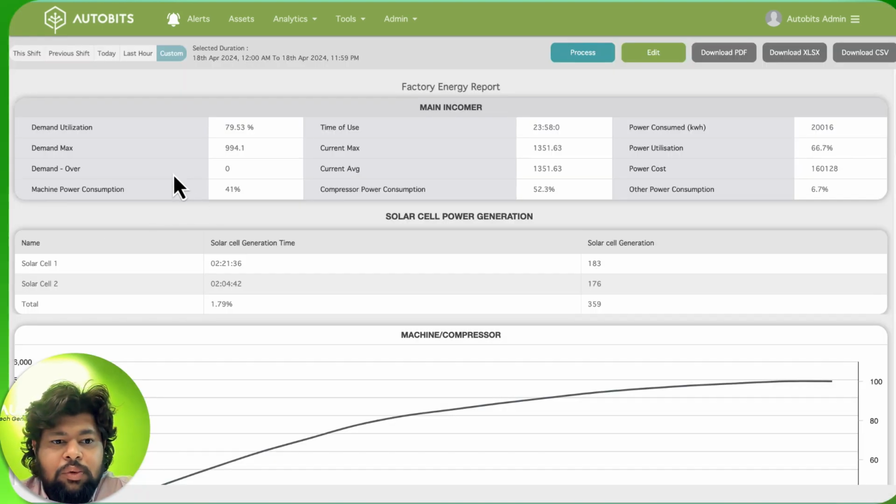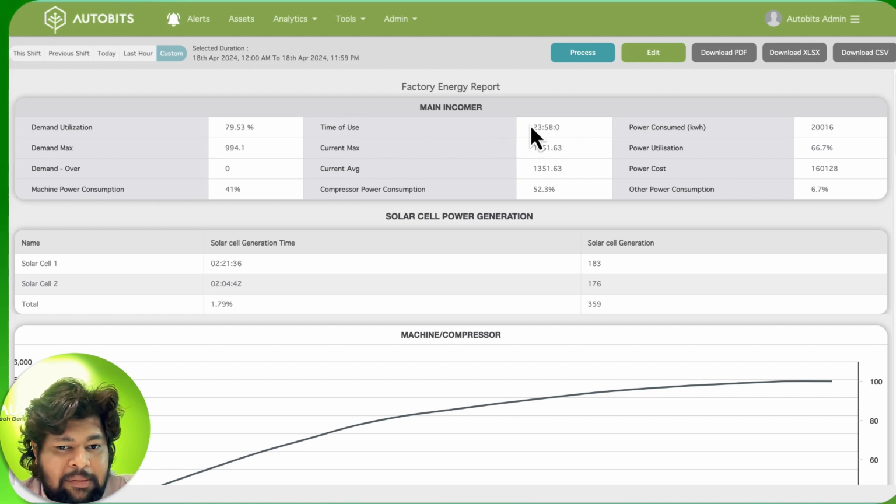Now coming to reports, we have created a customized specialized report for this client. In this we are able to see the demand utilization. There was 79% of demand utilized and the maximum demand was 994. There was no instance of over demand, and the machine power consumption was 41%, whereas the compressor power consumption was 52%. I'd like to remind you that we can also customize these reports as required.